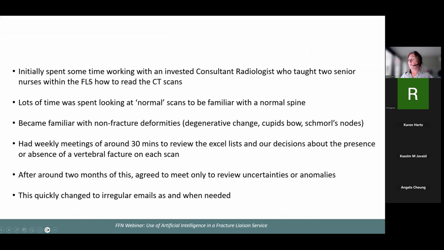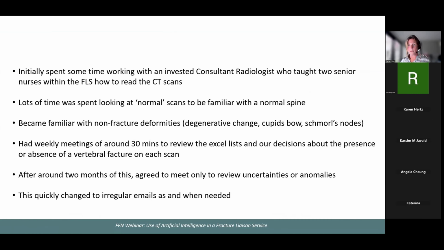So how we did that was we initially spent some time working with an invested consultant radiologist. That was a real learning curve. A couple of us specialist nurses worked with him to effectively learn how to read those CT scans. The AI was giving us the lists of patient MRNs, so patient numbers, who had positive vertebral fracture identification. But what we needed to do was then go in and agree or disagree with that AI to actually pull the appropriate patients into the FLS.